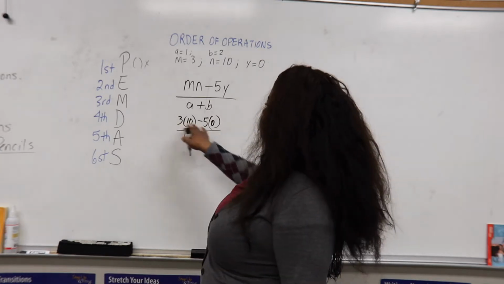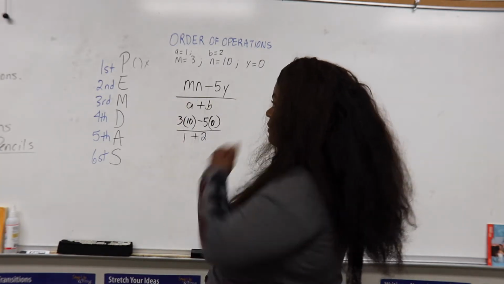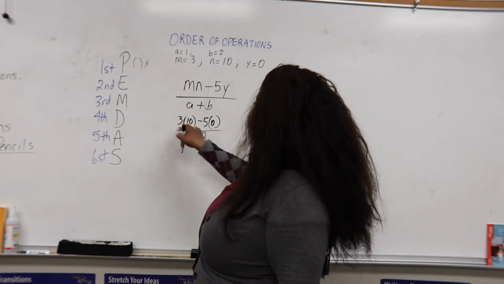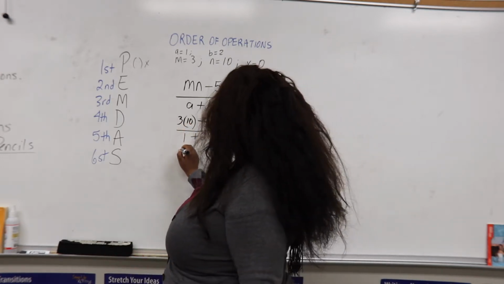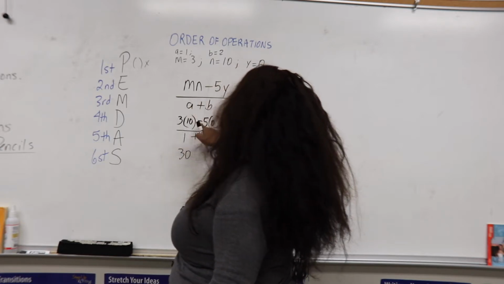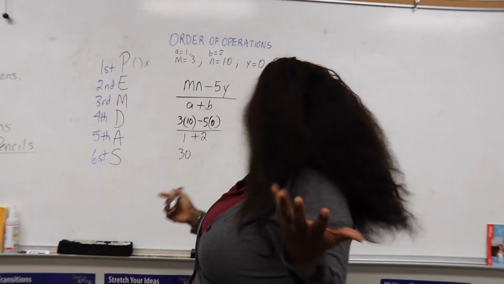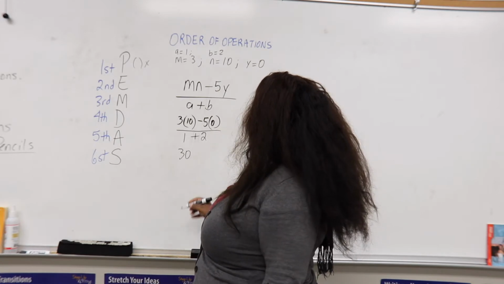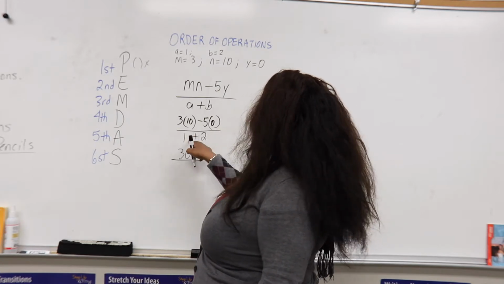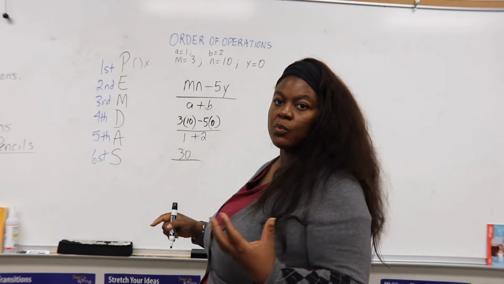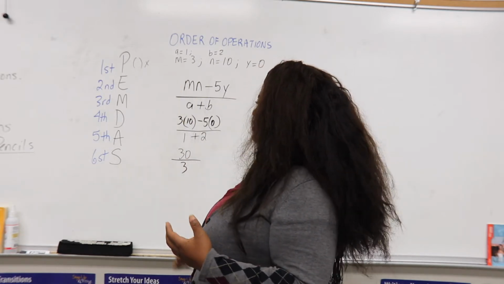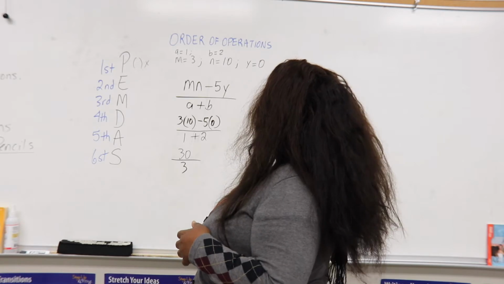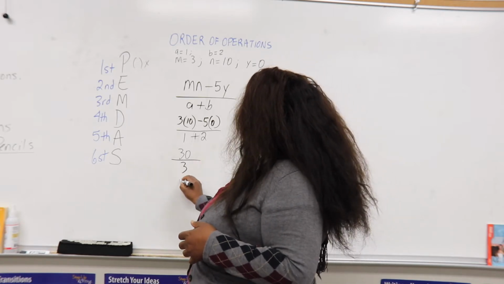Okay, so we need to look at P for PEMDAS. We got parentheses, so that's saying 3 times 10, or the product of 3 and 10, which is 30. Negative 5 times 0, there's no work, that's just 0. And the sum of 1 and 2, or 1 plus 2, that's 3. We look at our PEMDAS. We're at the step of division. 30 divided by 3 is 10.